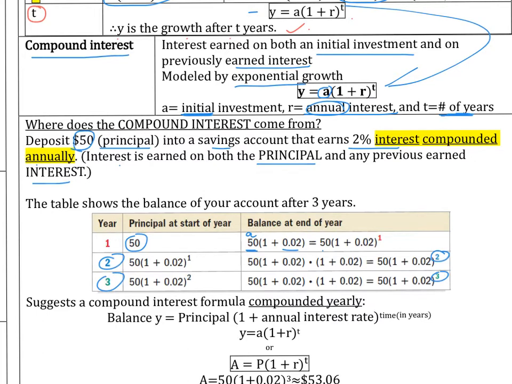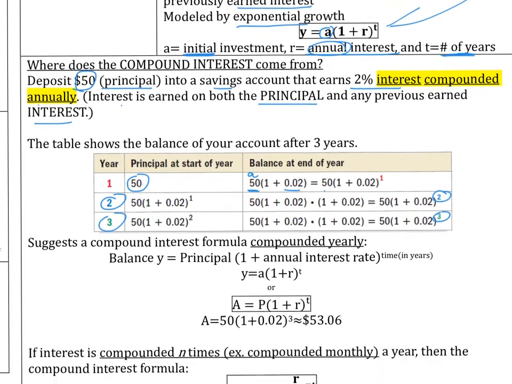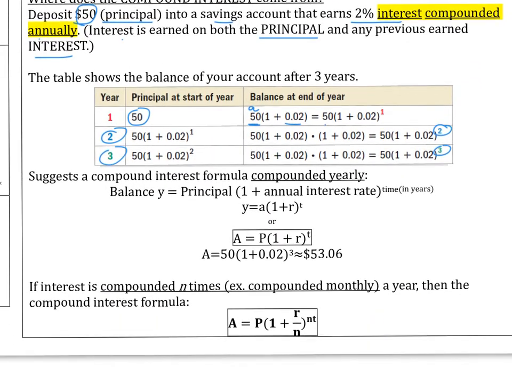And by using this formula, it also suggests a compound interest formula compounded yearly. So the balance y would equal the principal times the sum of 1 plus the annual interest rate to the time in years.